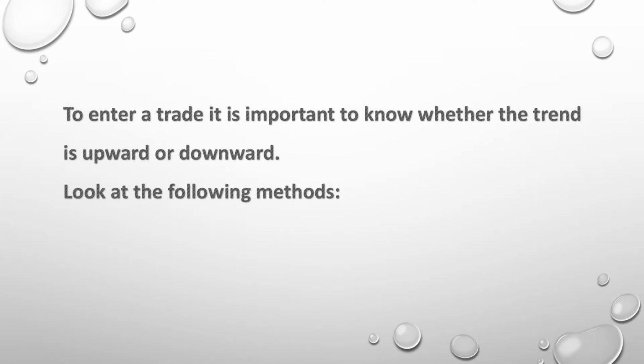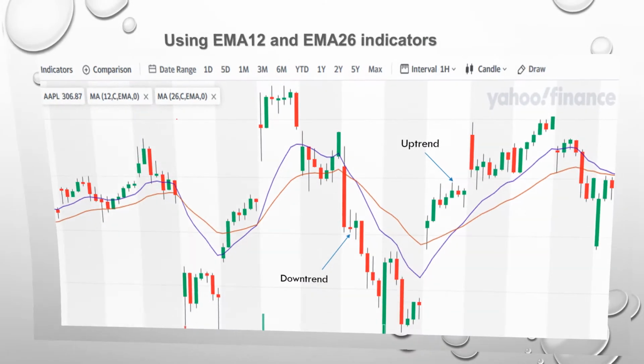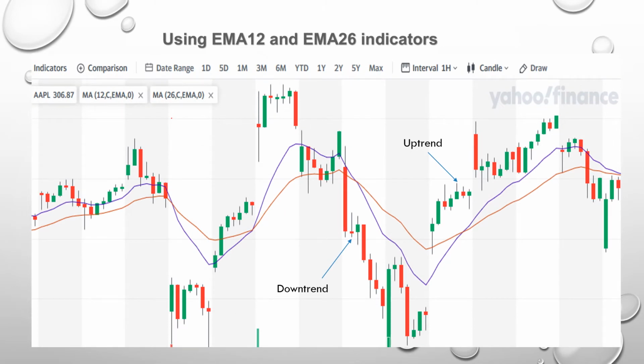To enter a trade, it is important to know whether the trend is upward or downward. Look at the following examples. In this chart, I installed EMA12 fast moving average indicated with the blue color, EMA26 slow moving average with the orange color. Now, if the price is above the blue line and both of them are above the orange line, then the trend is upward.